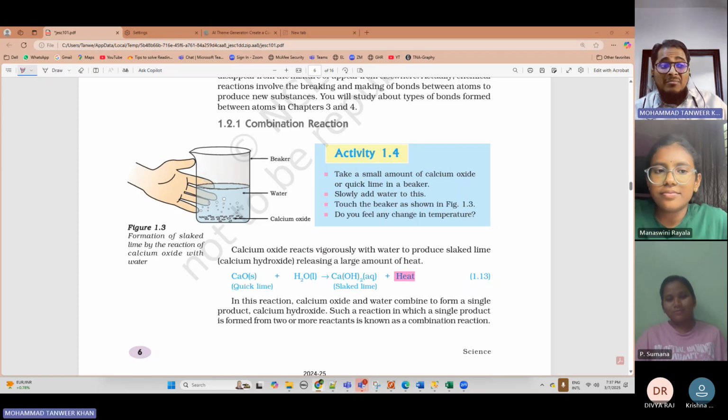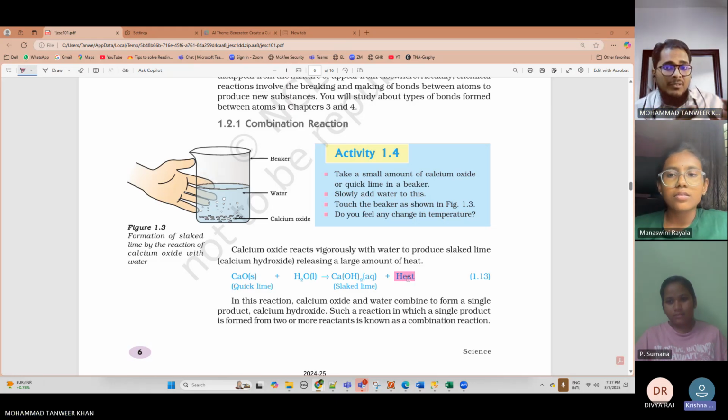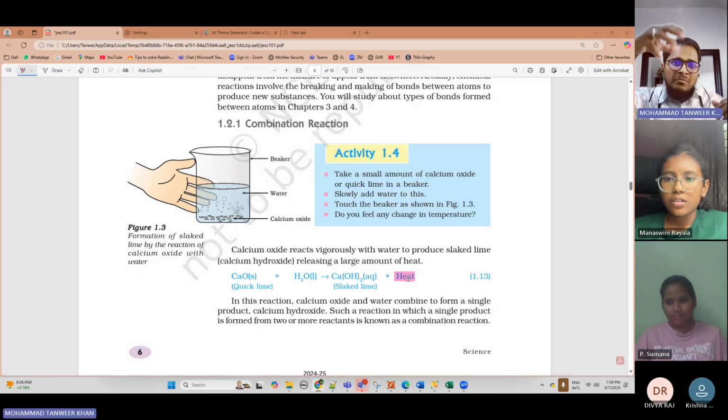And this will release some heat on the product side. Whenever you get heat on the product side, it means that when you touch it, the reaction will be warm. Generally, this was used in whitewashing. Nowadays it is not used, but in the earlier days they used this for whitewashing. When you touch it, it will be a little hot. Hope this is clear.